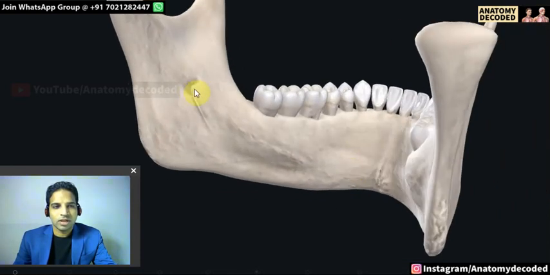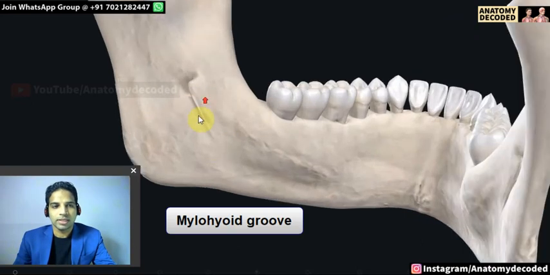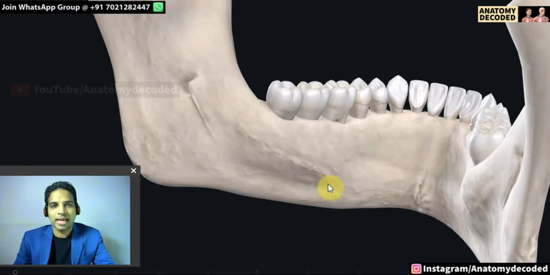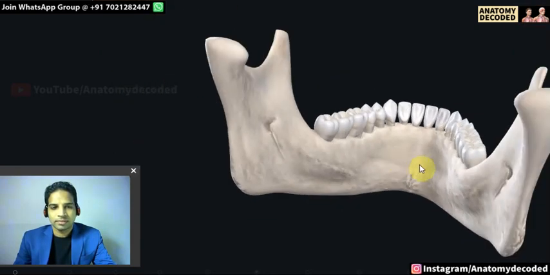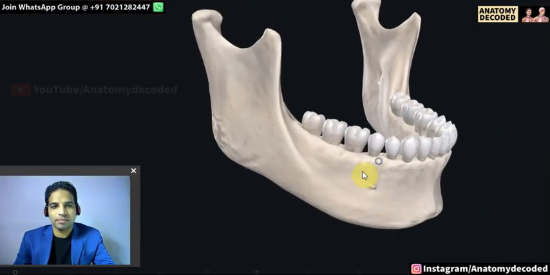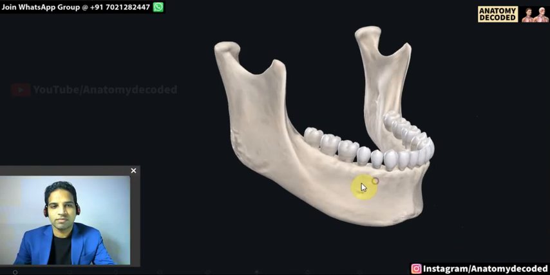This is the mandibular foramen, and from there we can see a groove here. This is referred to as the mylohyoid groove, in line with the mandibular foramen. This is the mylohyoid groove, and this is the mylohyoid line. These are two different structures. The mylohyoid line is an elevation on the mandible. The mylohyoid groove is a depression on the mandible. So these are certain important external features of the mandible.